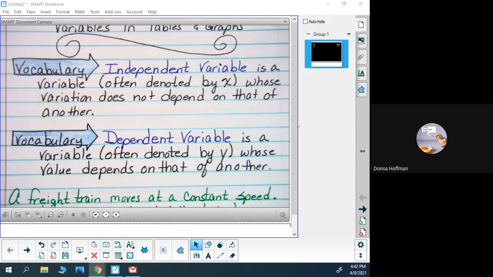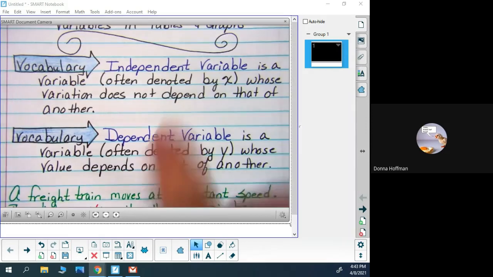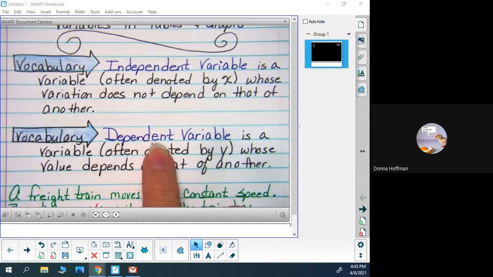You can think of your parents. They don't depend on you. For the dependent variable, you can think of yourself. You actually depend on your parents, because a dependent variable is a variable, often the Y, whose variable depends on that of another. So for independent, think of your parents, and for dependent, think of you.